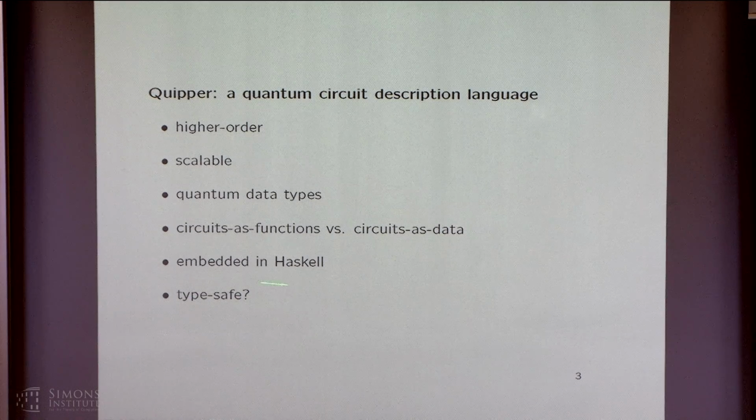One of the disadvantages of being embedded in Haskell is that the language didn't end up being completely type safe. Haskell has many wonderful features, but one thing it doesn't have is linear types, and another thing it doesn't have is dependent types. And if you don't have those two things, it's not going to be completely type safe for a quantum language.